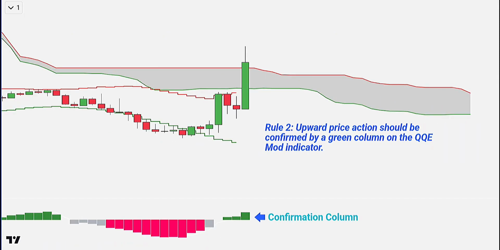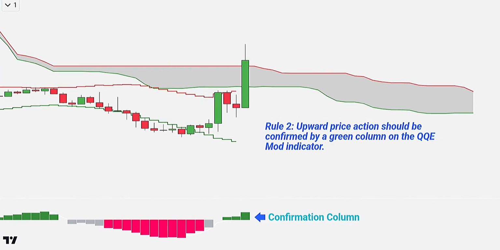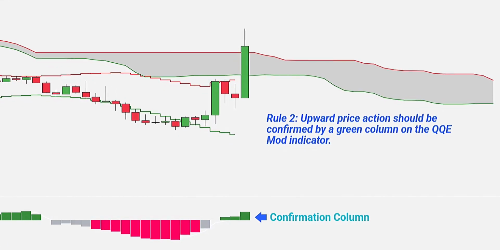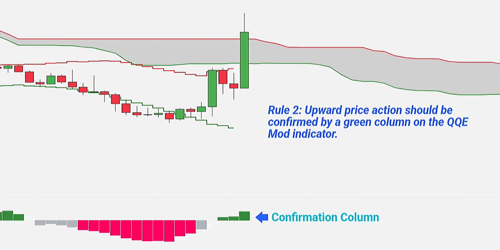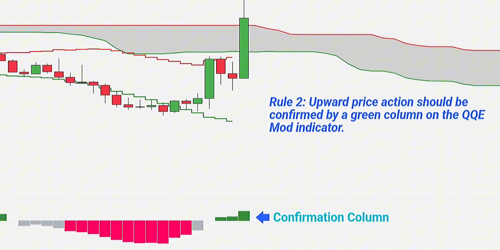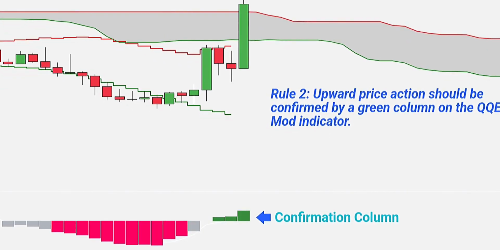Rule 2. Confirmation with QQE mod indicator. Objective: validate upward price action for a strong long position. Condition: look for a green column on the QQE mod indicator when considering a long position. This rule serves as a vital confirmation step in our trading strategy.